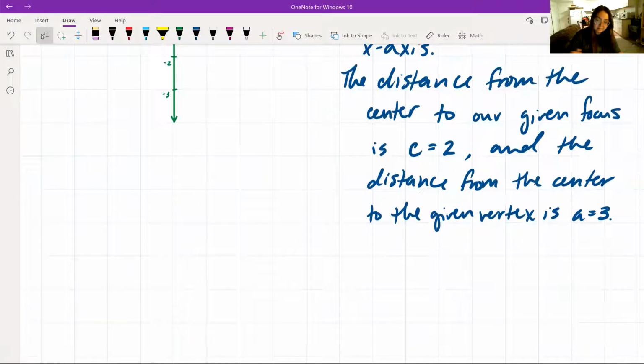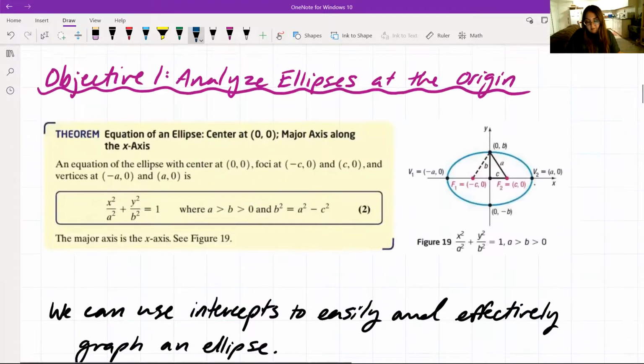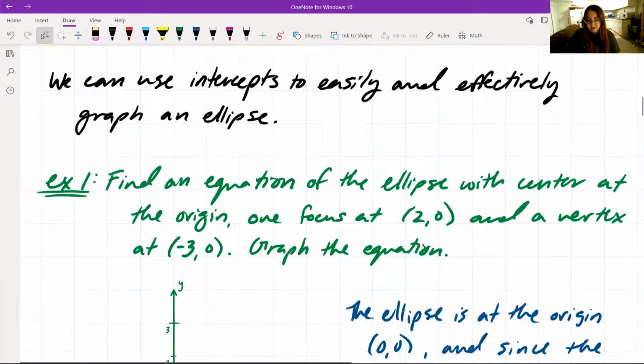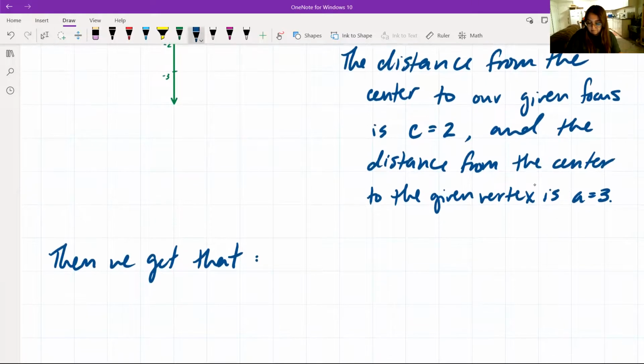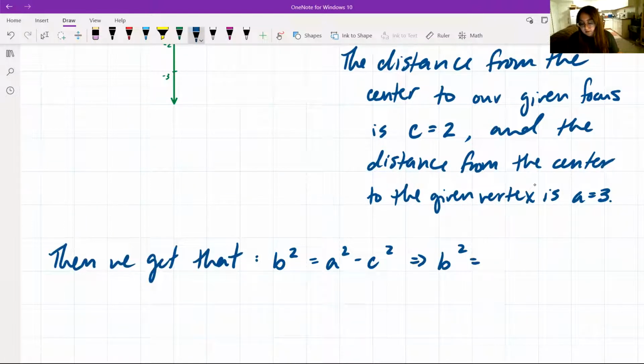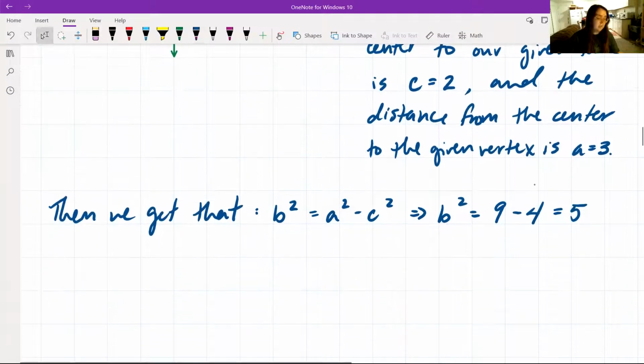Then we get that b squared is equal to a squared minus c squared. So we want to find b. We know that a is 3, so a squared, 3 squared, would end up being 9, and 2 squared would end up being 4. So we get 9 minus 4, which is equal to 5. So b squared is equal to 5.